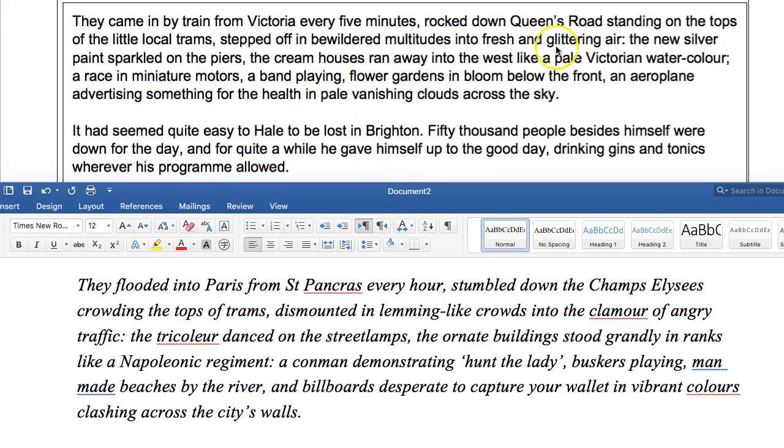What have we got next? The cream houses ran away into the west. I've changed that. The ornate buildings, I've kept the personification. They stood grandly in ranks. And then there's a simile here, like a pale Victorian watercolour. And I've kept the idea of a simile, like a Napoleonic regiment. Napoleon, of course, was the German President and General.